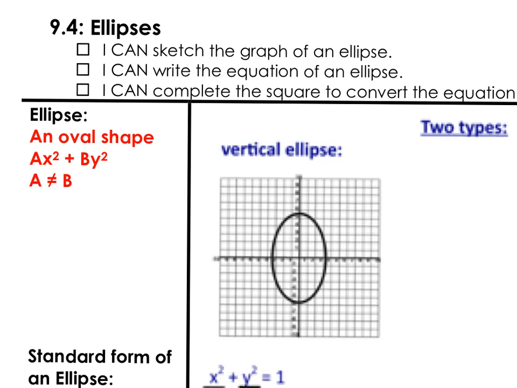Our next lesson in Chapter 9 is Lesson 9.4, ellipses. An ellipse is an oval shape, so it's kind of a stretched circle, either vertical or horizontal. To define an ellipse in our standard form for a second-degree equation, when you take a look at the two quadratic terms, you'll notice they'll be separated by addition, but they're not the same. This is how you can tell the difference between an ellipse and a circle.